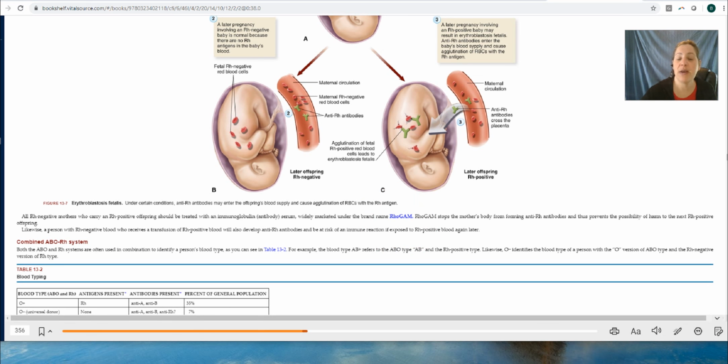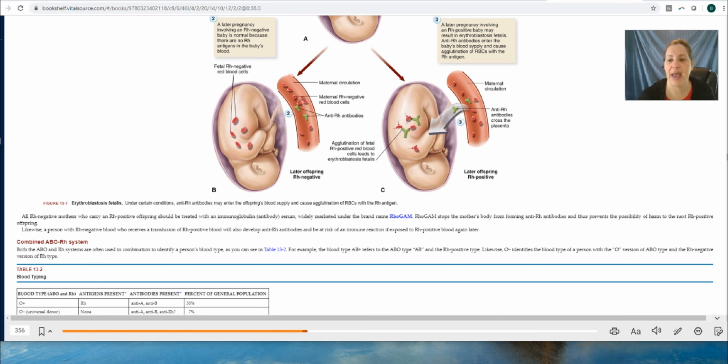So it's very important for prenatal care for mom to know their blood type and to know that they are negative. Any blood type, as long as you're negative, you need this treatment. And without it, you could have problems in the future.